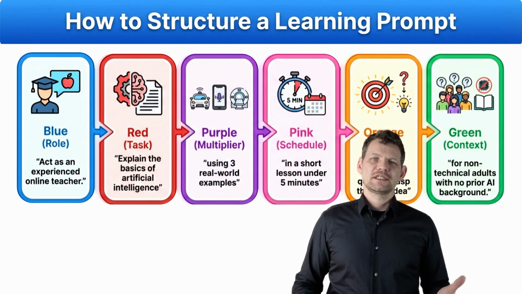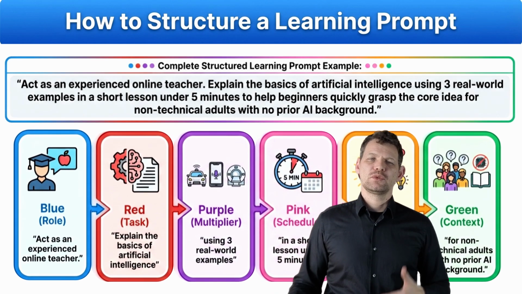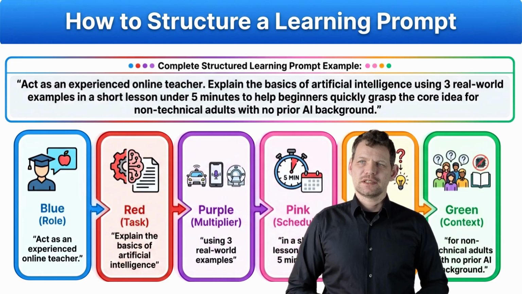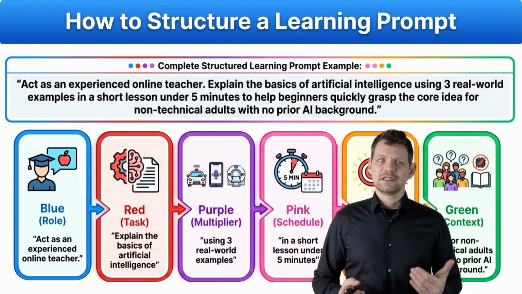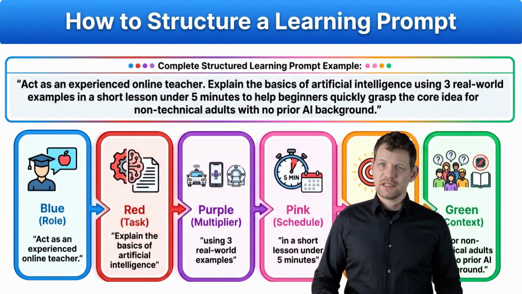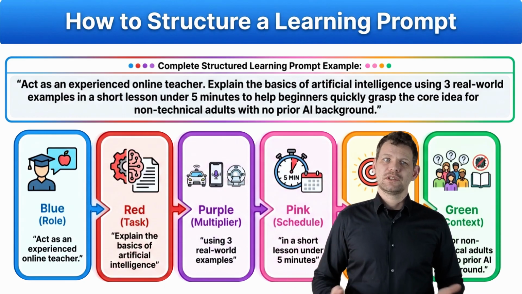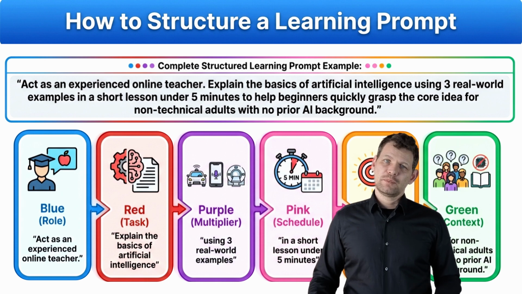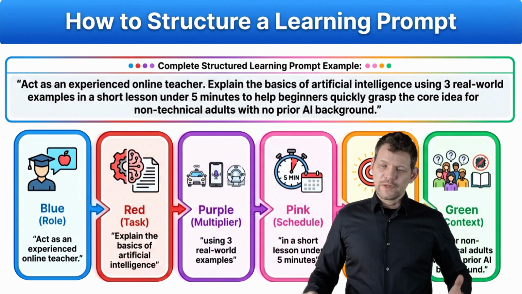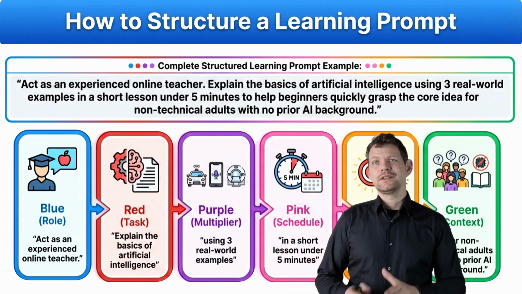So with this context, we can get a much better result than if we just asked it, explain the basics of artificial intelligence. So a prompt in this case would look like this: Act as an experienced online teacher, explain the basics of artificial intelligence using 3 real-world examples in a short lesson under 5 minutes to help beginners quickly grasp the core idea for non-technical adults with no prior AI background. I know it sounds very difficult. Maybe it is.